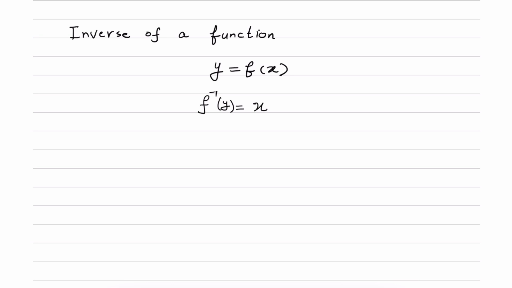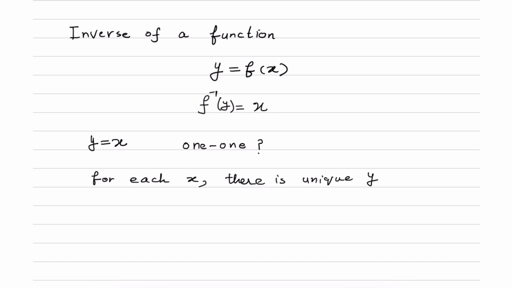So there's an important question: will every function have its inverse? The answer is no. Only a one-to-one function will have its inverse. So let's say we have a function y equal to x. Question is, is it 1, 1? So 1, 1 means for each x, there is a unique y.